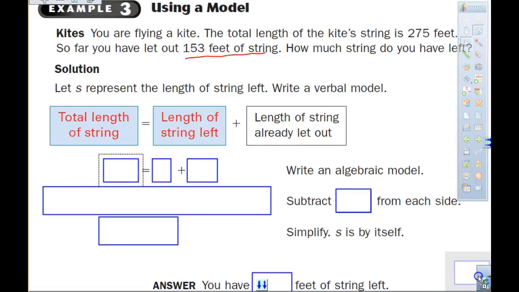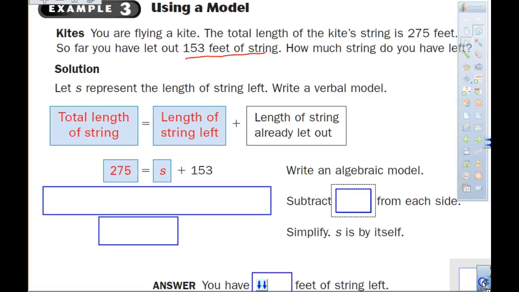The total length of the string was 275. Now we're going to put in what we know. The string that was left, we don't know what that is. That was S. Do we know how much we already let out? Yeah, that was the 153. So if we're going to solve this, what do I have to do to get S by itself? I need to subtract 153 on both sides. So I am simply going to take minus 153.